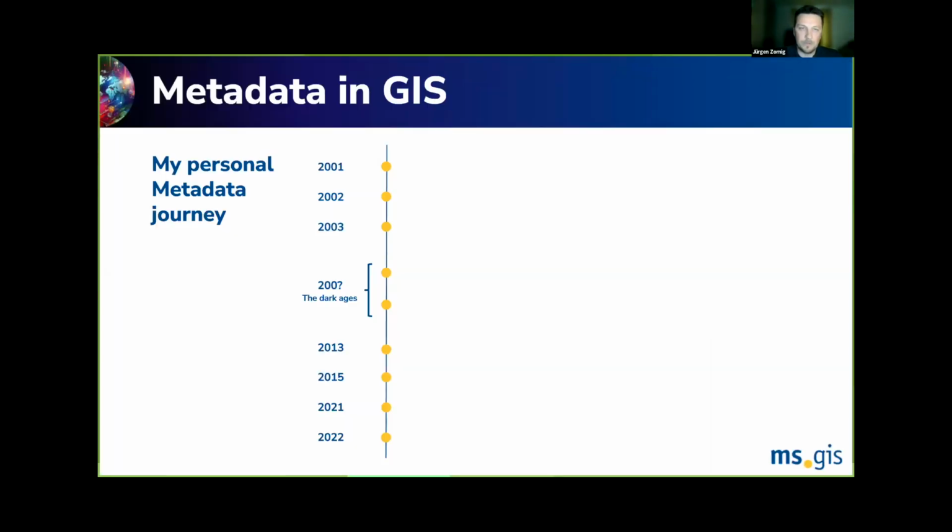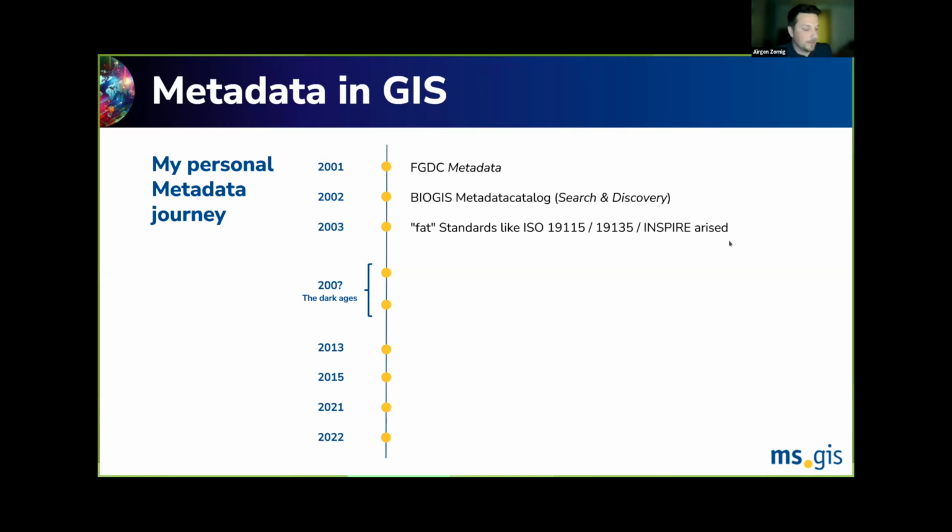In the topic of metadata, my personal metadata journey started in 2001 when my career started. And back then I was already collecting FGDC standardized metadata for all our data sources. And we soon developed a catalog system to search and provide discovery for this data. But then standards evolved, like the ISO standards. 19115 is the most known out there.